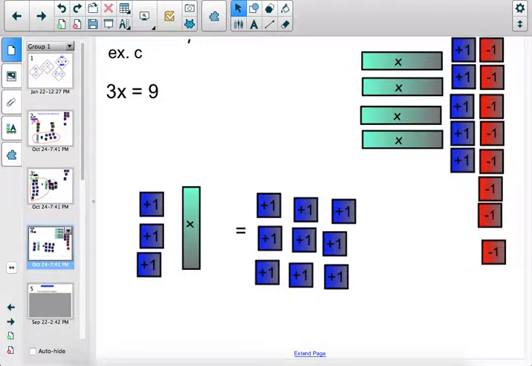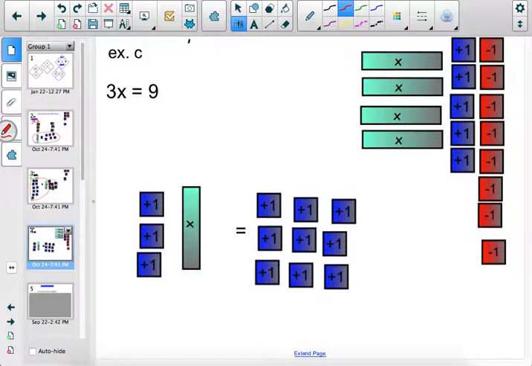Alright, well here's a good discussion. Is what he set up 3x equals 9, or is what he set up 3 plus x equals 9? Raise your hand if you have an opinion on that.